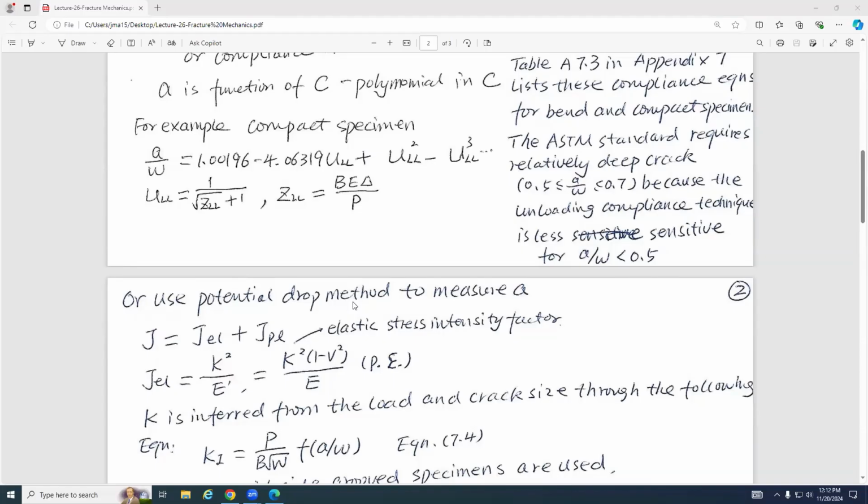So we know that if the ligament decreases, it will be more difficult for these electrons to go through from here to here, right? That's the reason the resistance goes up. The resistance goes up, but the voltage does not change. You can see how the crack grows, and how the voltage from here to here changes, and you will know how the crack grows. Understand, guys? This is the voltage potential drop method.